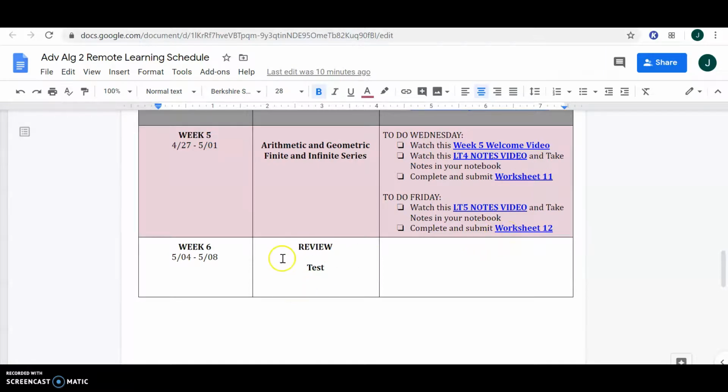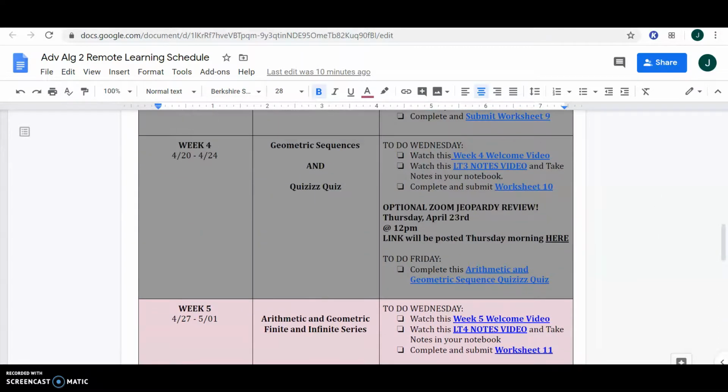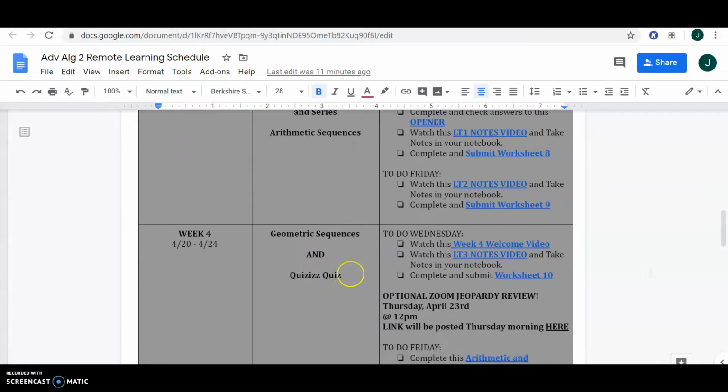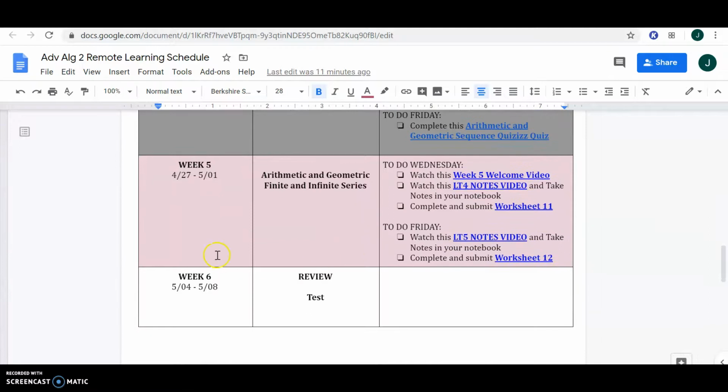I also want to point out week 6, next week we have a review and test. The test is on all of Unit 8, sequences and series. So that includes all the material from the quizzes quiz, which is the introduction to sequences and series, common differences, common ratios, whether it's arithmetic or geometric, arithmetic sequences, including the explicit formula, geometric sequences, including the explicit formula, and then the 2 concepts that we're learning this week, arithmetic and geometric, finite and infinite series. Those will all be on your test next week.